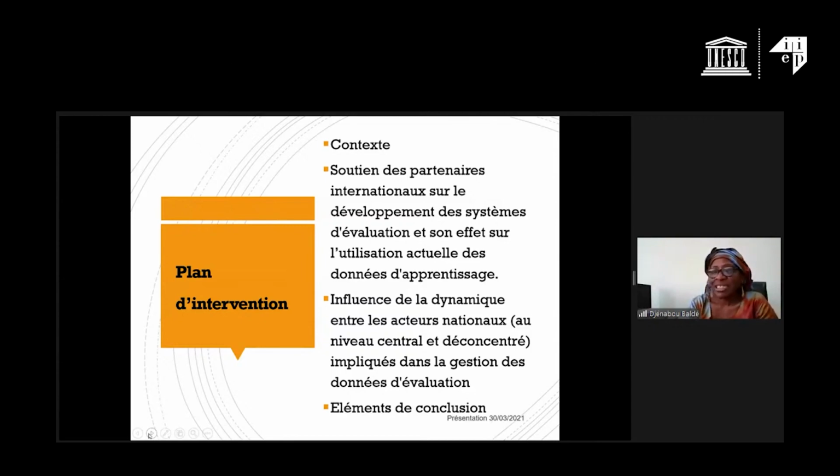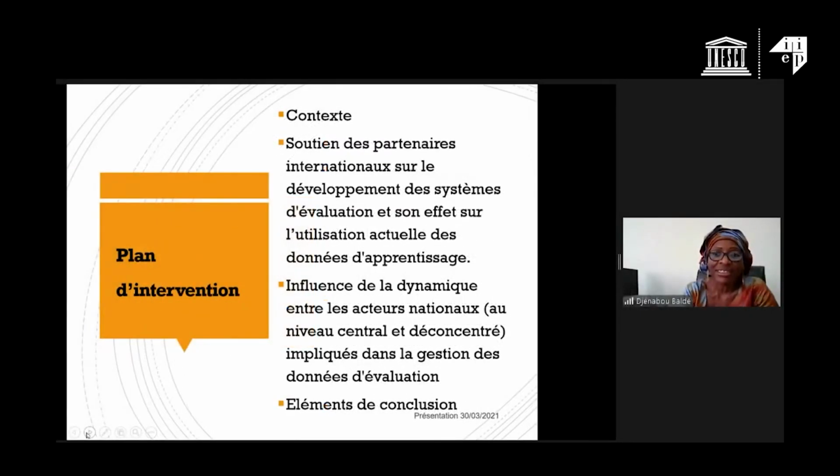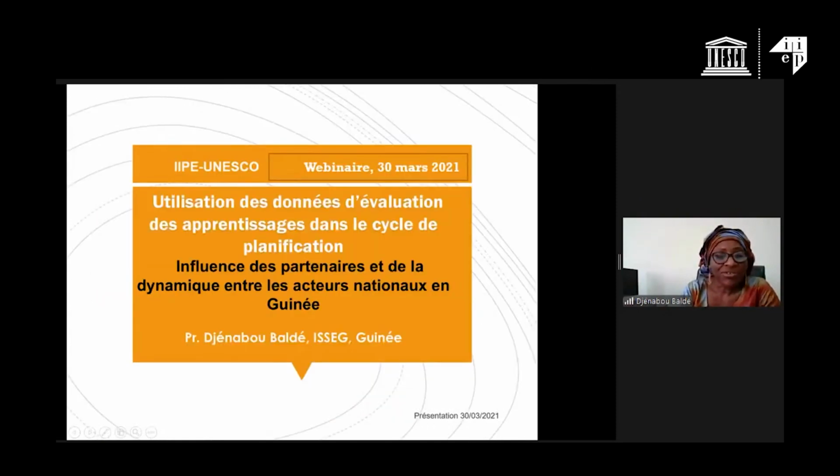So this is my plan. I would first of all give you some background information, then I'll speak about the support of international partners in developing assessment systems and the effect on the current use of learning data. I will also talk about the influence of dynamics between the national stakeholders, both at the central and the devolved levels on the management of learning data, and I will conclude.